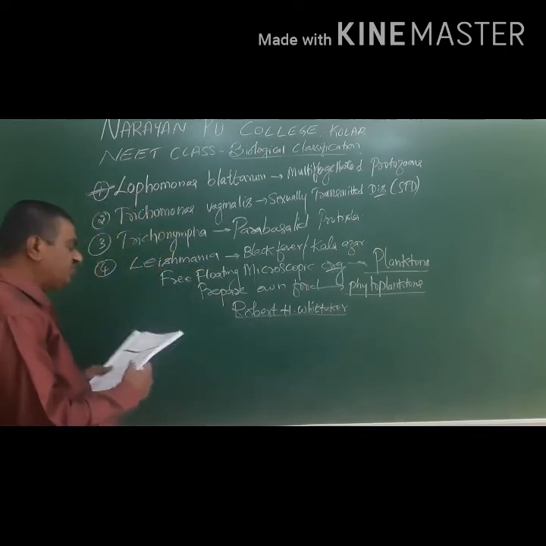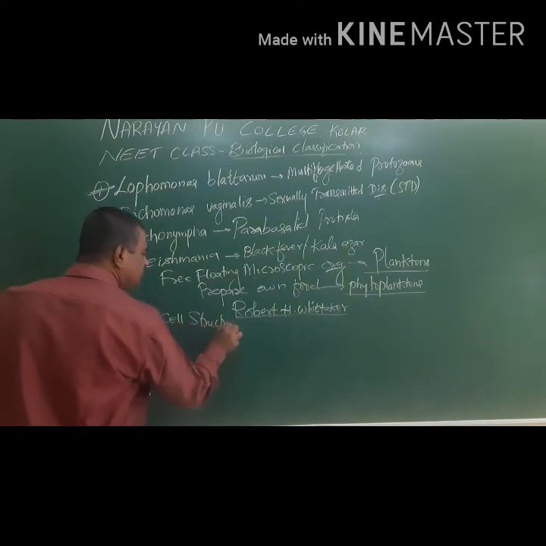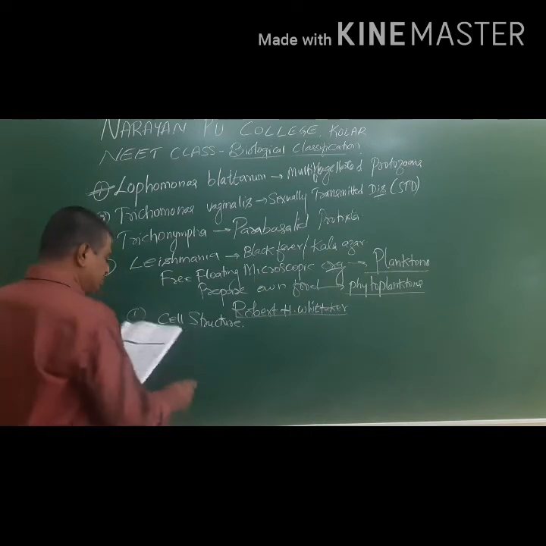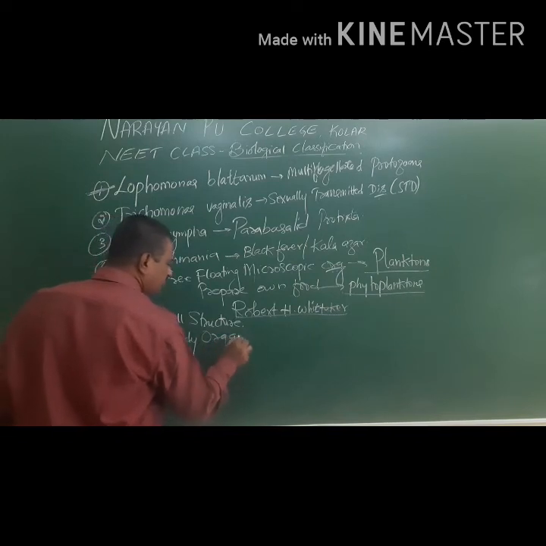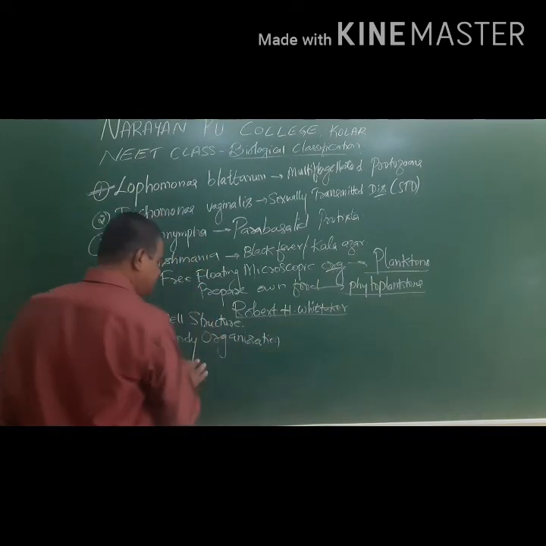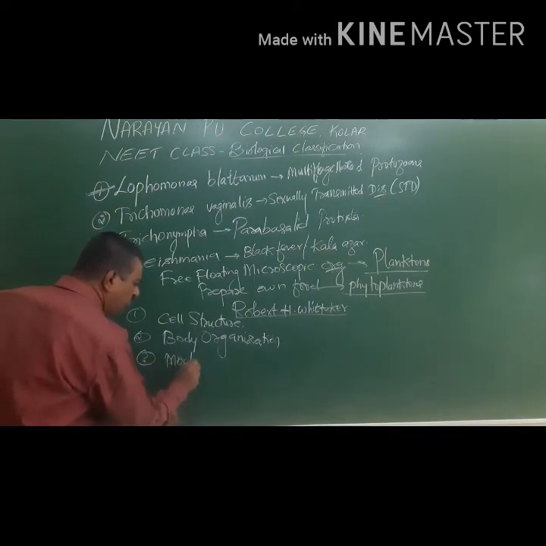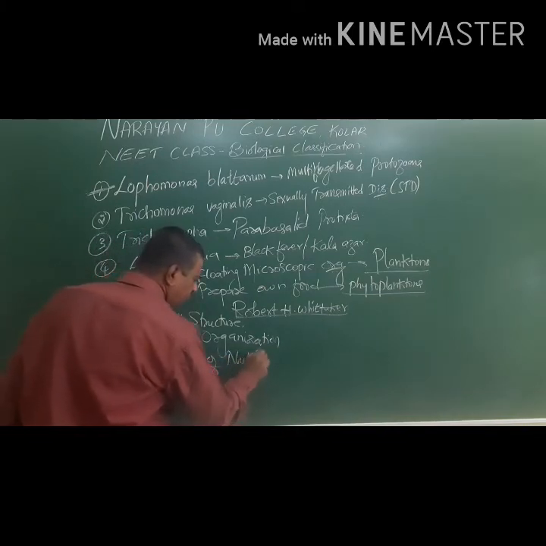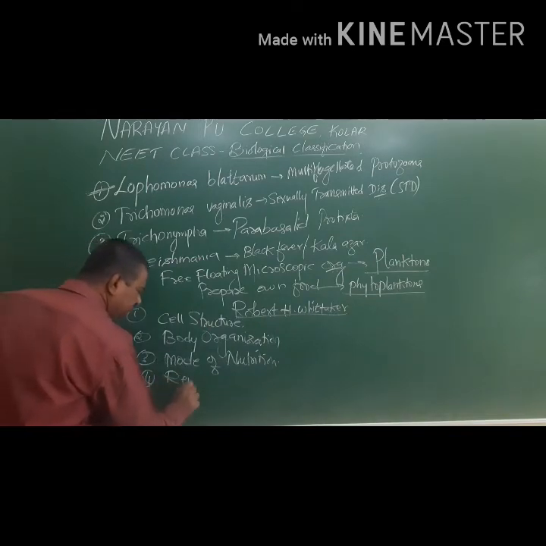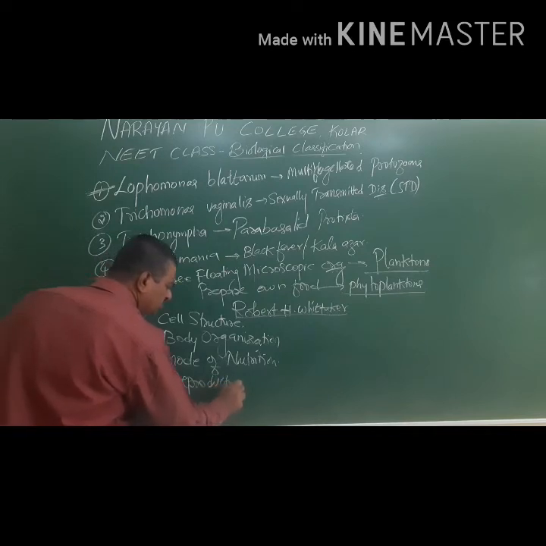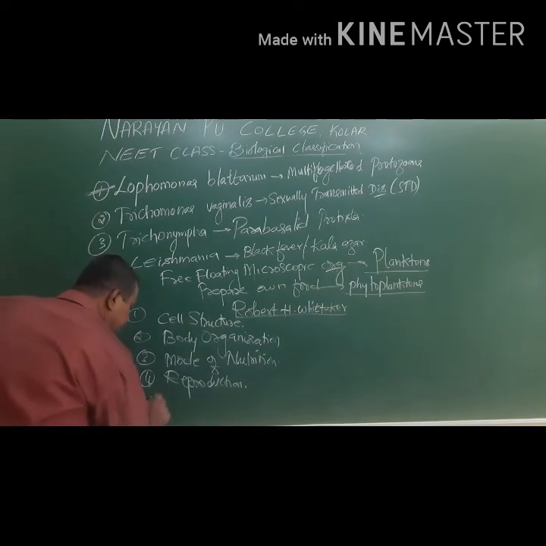So what are these 5 criteria? The first criteria is based on the cell structure. The second criteria is based on body organization. The third criteria is mode of nutrition. The fourth criteria is reproduction, and the fifth criteria is phylogenetic relationship.